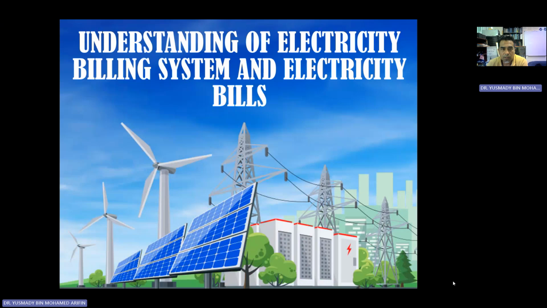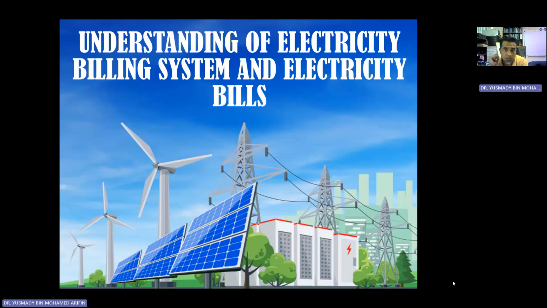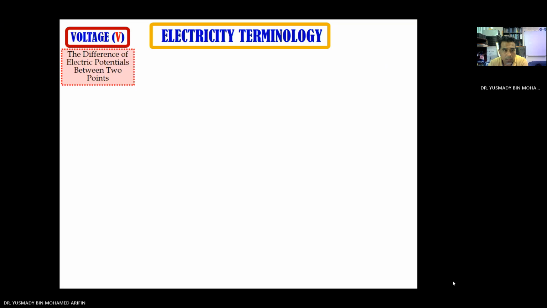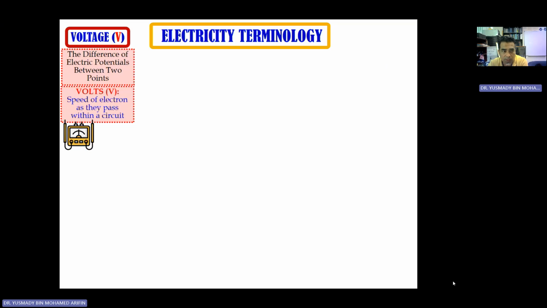Okay, understanding the electricity billing system and also electricity bills. Before we understand them, we need to know the electricity terminology that is normally used. First, we have voltage, V. In terms of definition, voltage is the difference of electric potential between 2 points. The unit used for voltage is volt, which represents the speed of electrons as they pass within a circuit.